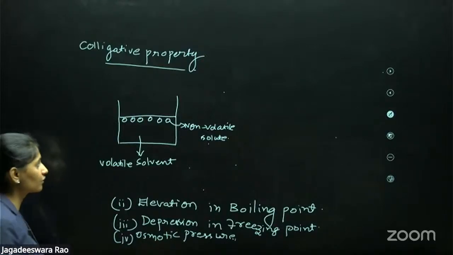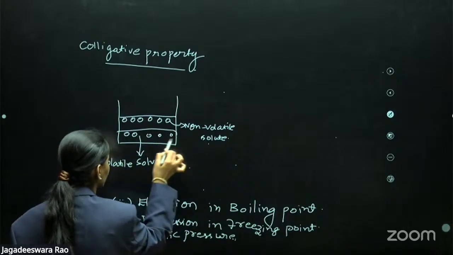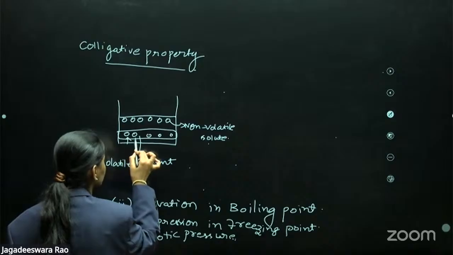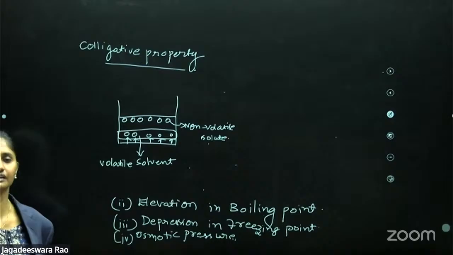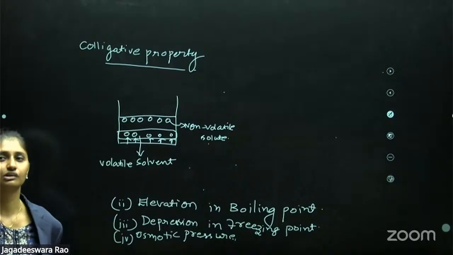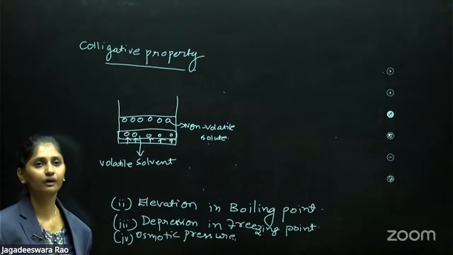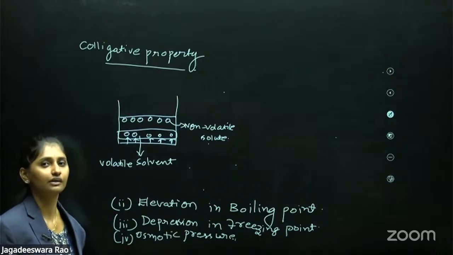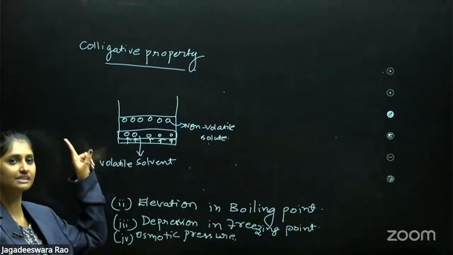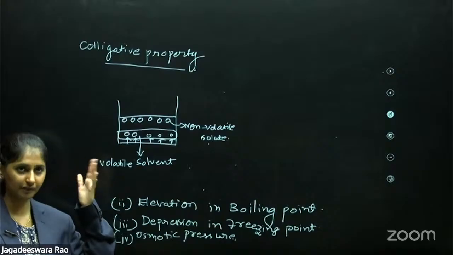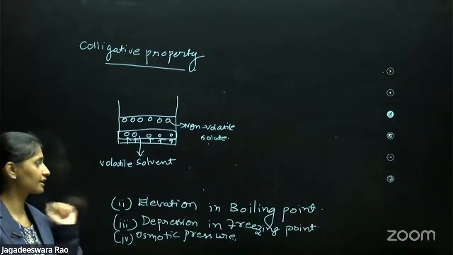Because this non-volatile solute will be here, right? So it covers the surface area. Now the water molecule is not able to evaporate easily because the non-volatile solute is blocking the surface area of the liquid. If the water molecule is not evaporating easily, then obviously the vapor pressure will be less, right? That's all, relative lowering of vapor pressure.